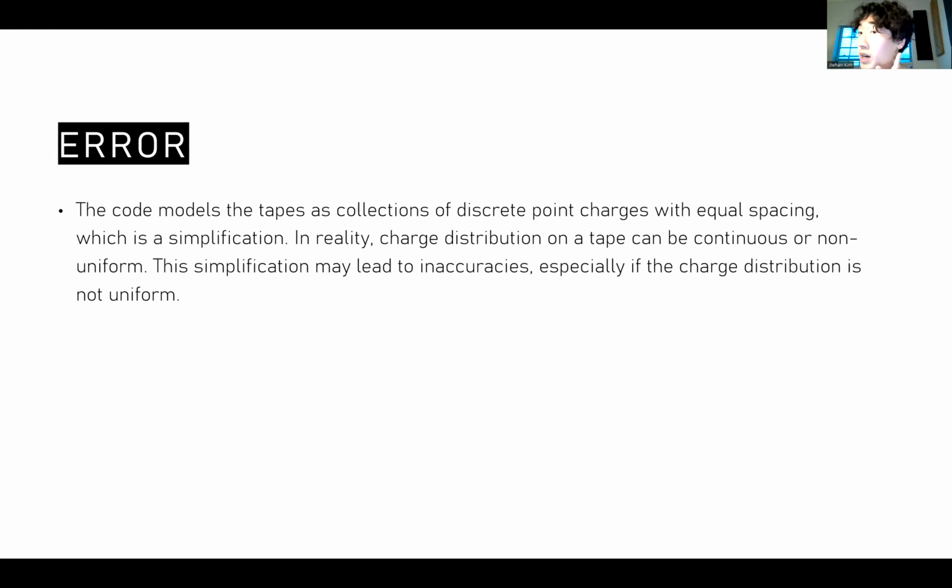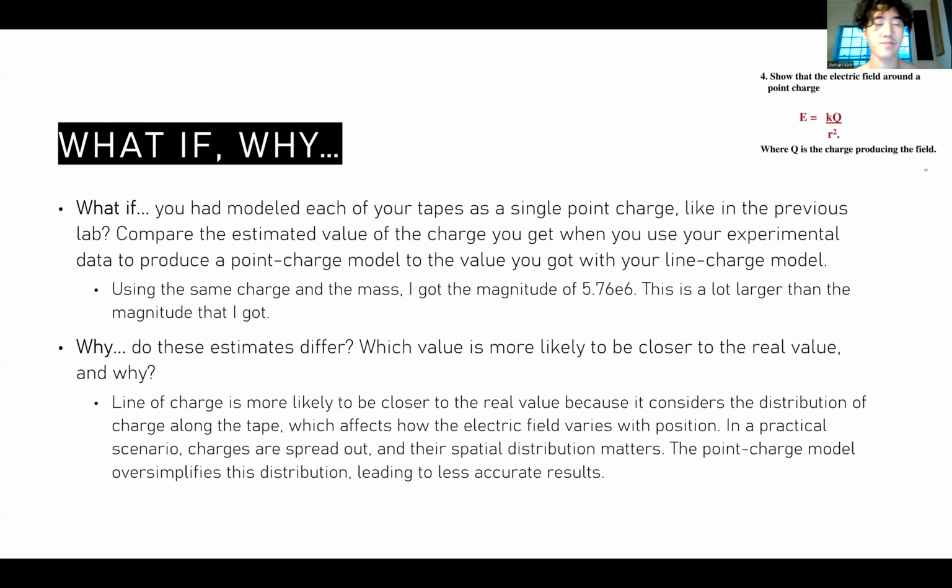So this is where I think a possible error can come in compared to real life, because the code models the tape as a collection of discrete point charges with equal spacing, which is a simplification. But in reality, charge distribution on tape can be continuous or non-uniform. This simplification may lead to inaccuracies, especially if the charge distribution is not uniform, which is most of the cases.